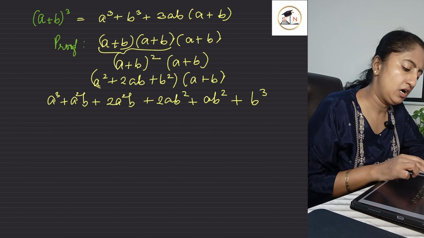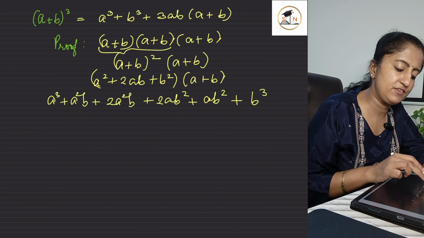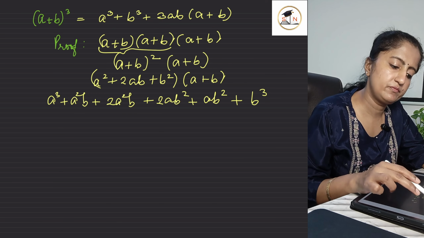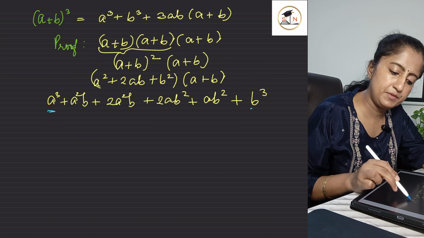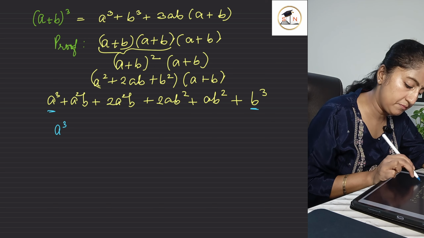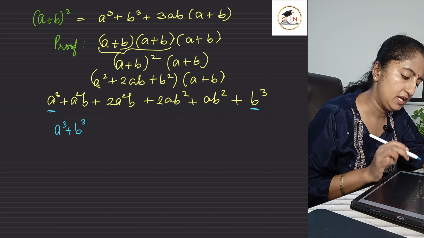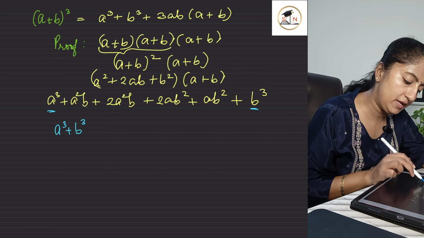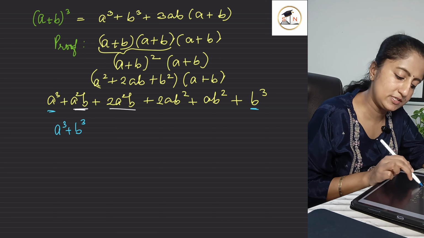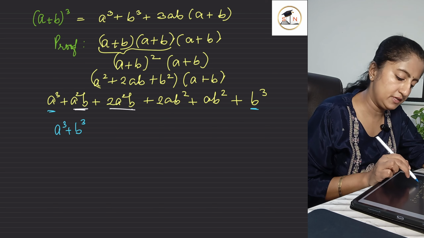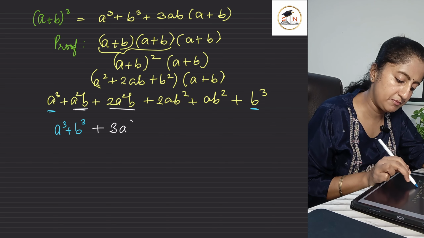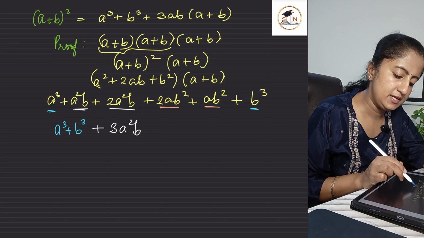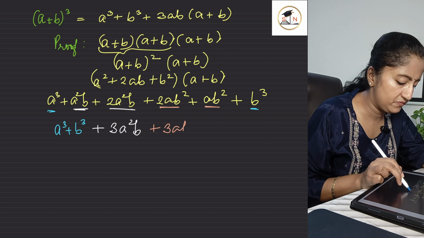Now according to the expansion that we had written on top, I am going to collect the terms. Starting with, we get a cube and b cube, so I am writing a cube plus b cube. Now if you see over here, we have a square b and 2a square b, so adding them up gives us 3a square b. And after that we have 2ab square and ab square, that gives us 3ab square.